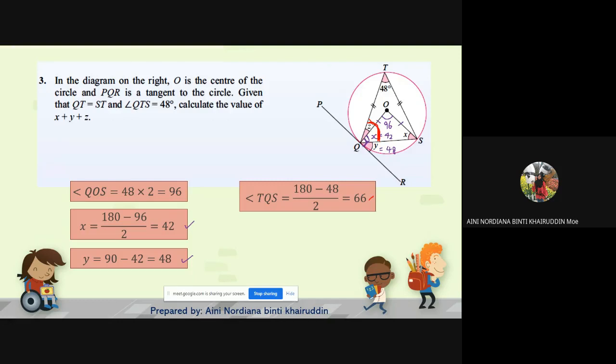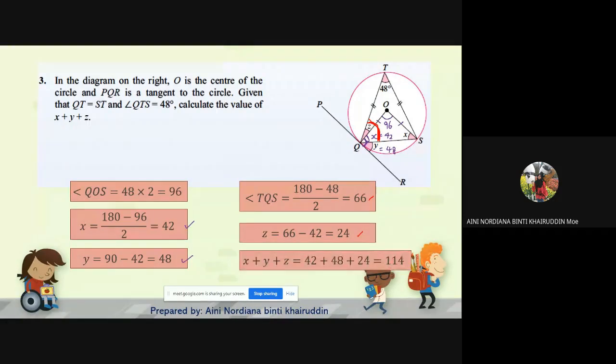66 is actually z plus x. So to calculate z, you minus with x. X just now is 42. So 66 minus 42. So z is 24. Now we can add all the value of x, y, and z. So answer 114.